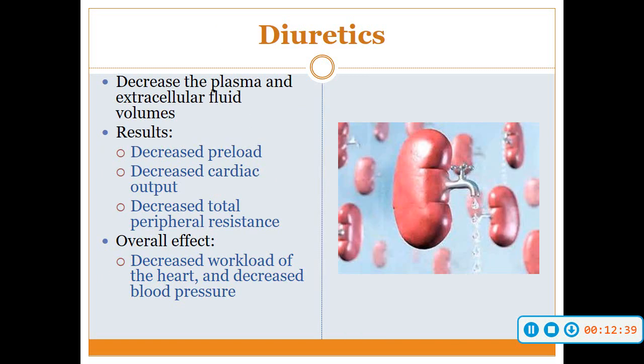All right, diuretics. This is going to be a little bit of a review for you guys, I hope. Okay, so diuretics decrease the plasma and extracellular fluid volume. This helps us decrease our preload, because preload is what? Volume, right. So decrease our preload, decrease our cardiac output, decrease our total peripheral resistance or systemic vascular resistance. The overall effect is decreasing the workload of the heart and decreasing our blood pressure. These drugs accelerate the rate of urine formation.